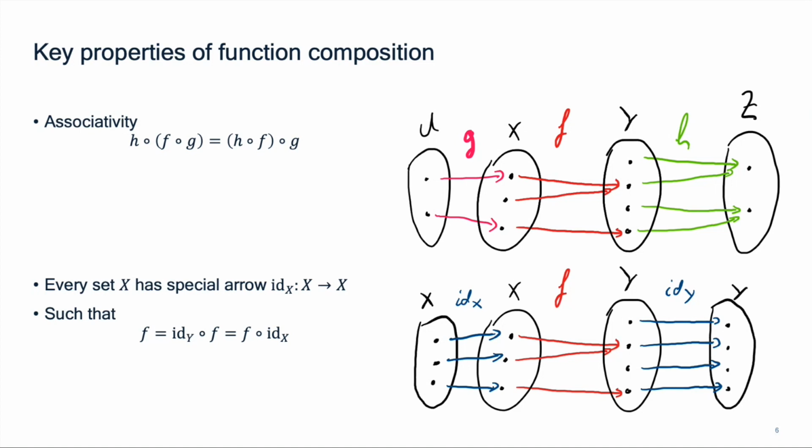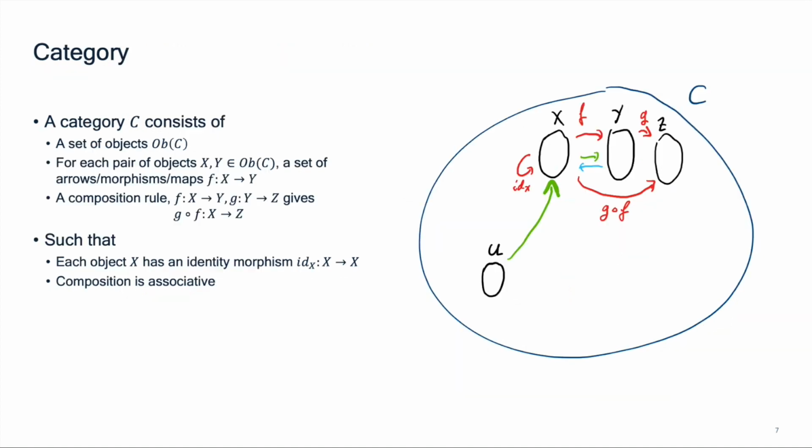And for sets, luckily, that's always satisfied. The second axiom we have is an identity axiom. Namely, every set has an identity function, which just maps every element to itself. And if we apply first the identity on X and then F, that's the same as applying F. Or if you apply F and then the identity on Y, that's the same as applying just F. So this is an associativity and an identity axiom, and functions luckily satisfy this.